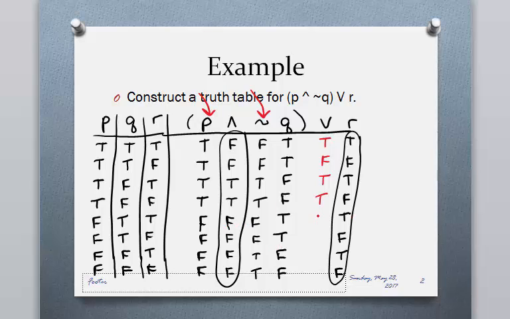False or true makes a true. False or false makes a false. False or true makes a true. And false or false makes a false. And so our final answer for our truth table will be this column that we're circling in red.